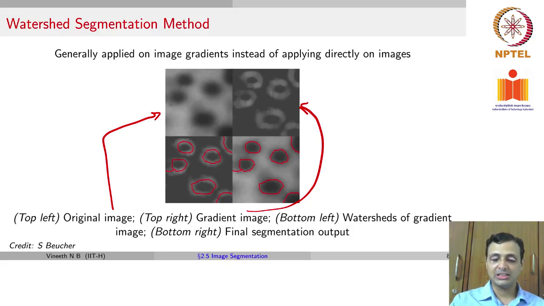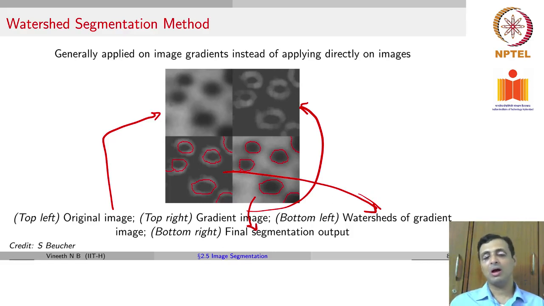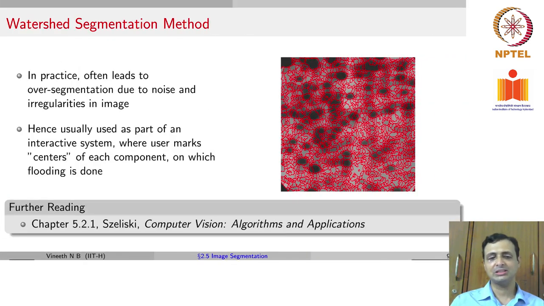So now the watersheds of your gradient image are given in your bottom left image, and you finally refine and get your segmentation output and put it back on the original image in the last image. A simple method, but it works rather effectively. However, it does have some limitations.